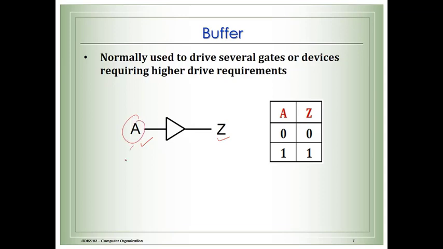So here this is the input, and this is your output. A buffer is normally used to drive several gates or devices requiring high drive. Whatever input you apply to it, you get the same as the output. If the input is 0, the output is 0. If the input is 1, the output is 1.